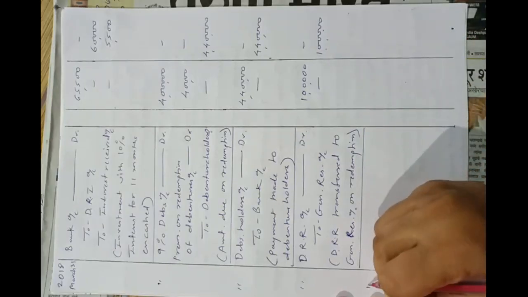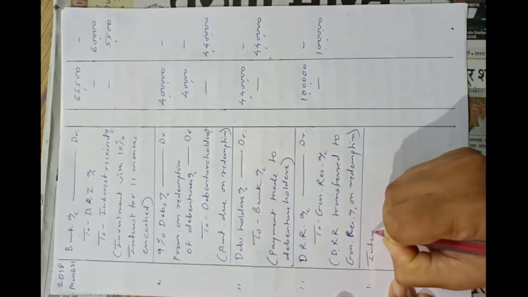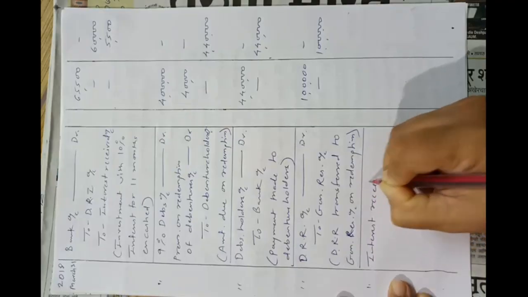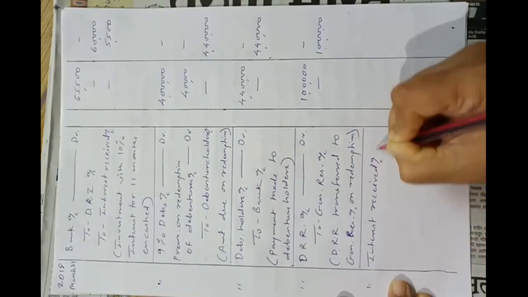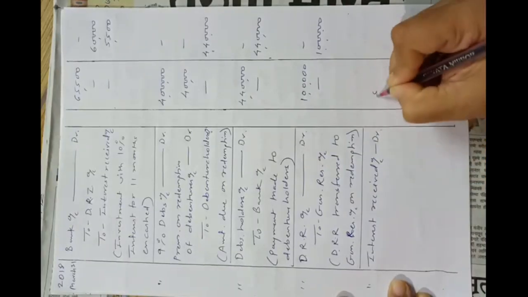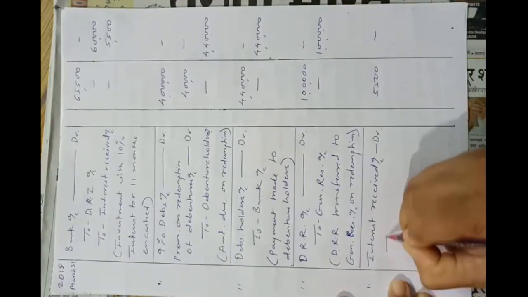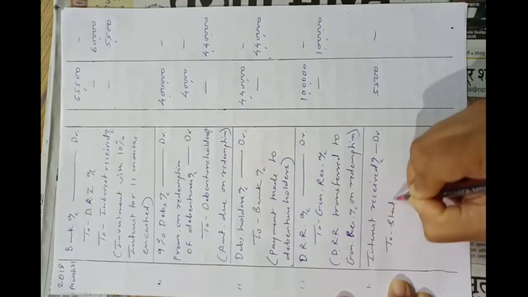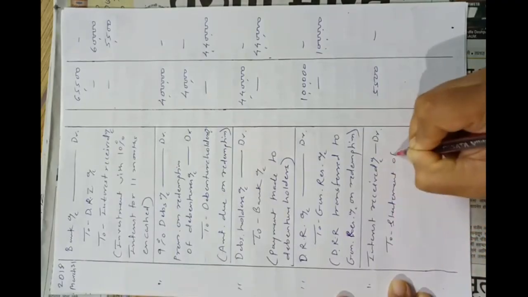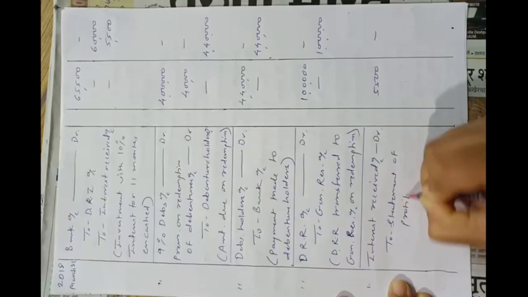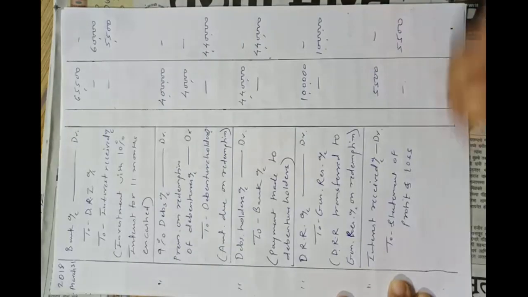So interest received account debit 5,500 to statement of profit and loss 5,500.